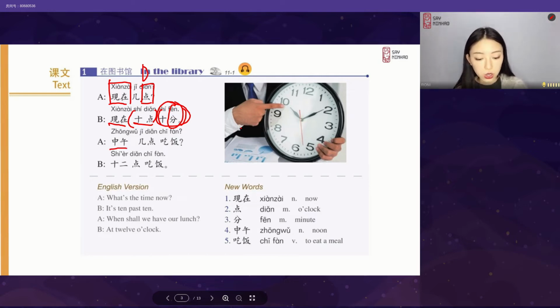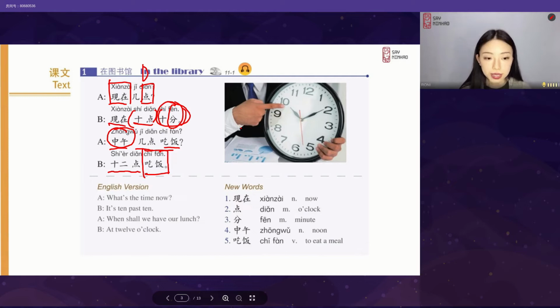Okay, next sentence. 中午几点吃饭？中午 the noon, 几点 what time, when, 吃饭 to eat meals, so it means when shall we have our lunch, because it is talking about the noon here. 中午几点吃饭？ Okay, B answered 12点吃饭. 12点吃饭, okay? In the 12 o'clock, 12 吃饭 eat meals.